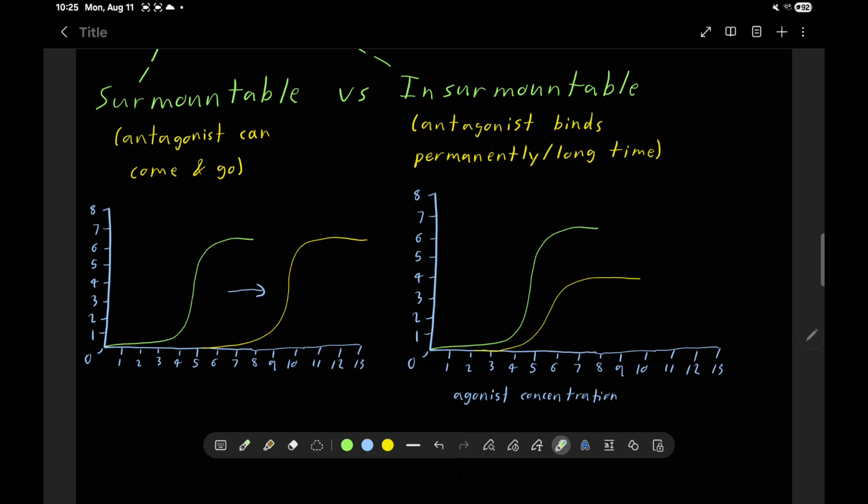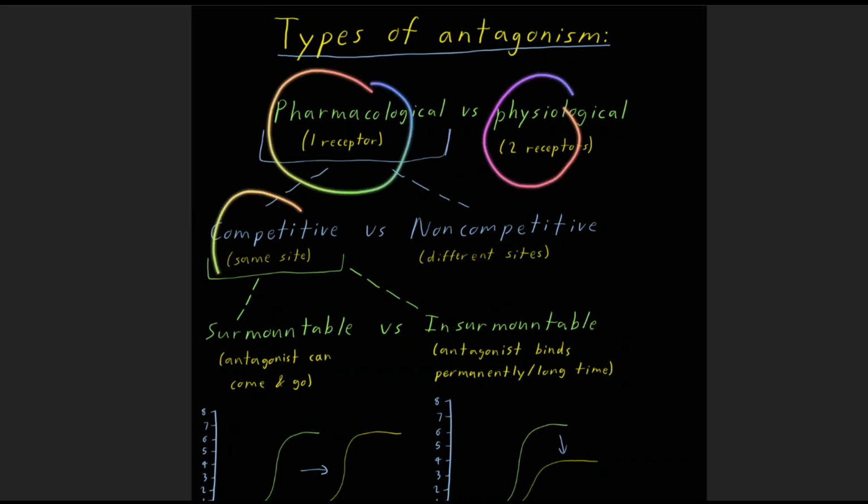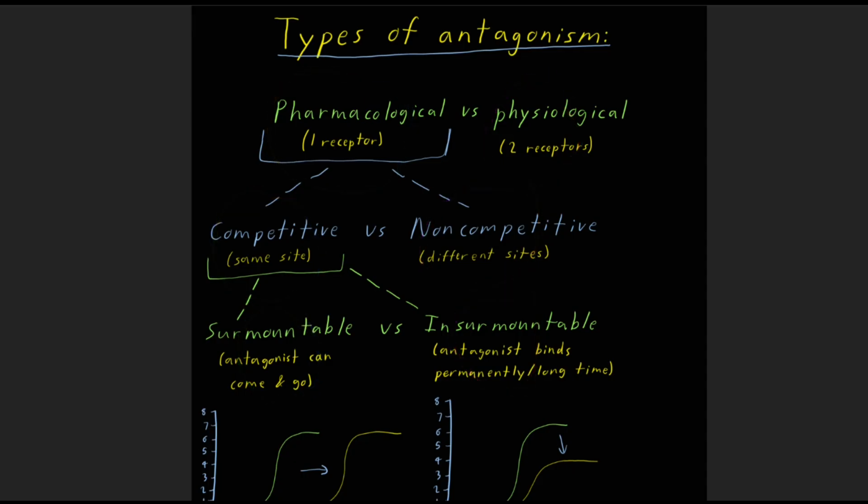Now, it's actually a little bit more complicated than just a rightward shift or a downward shift. There's more to it, but this is the primary main difference. So that basically concludes this video. We've gone through all of these different types of antagonism and broken them down to become more and more specific, and I hope now you have a better general idea of types of antagonists and how they work.